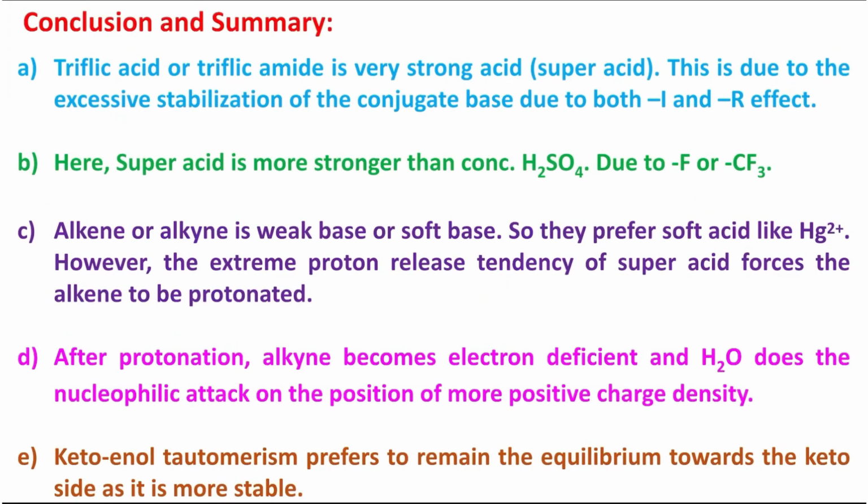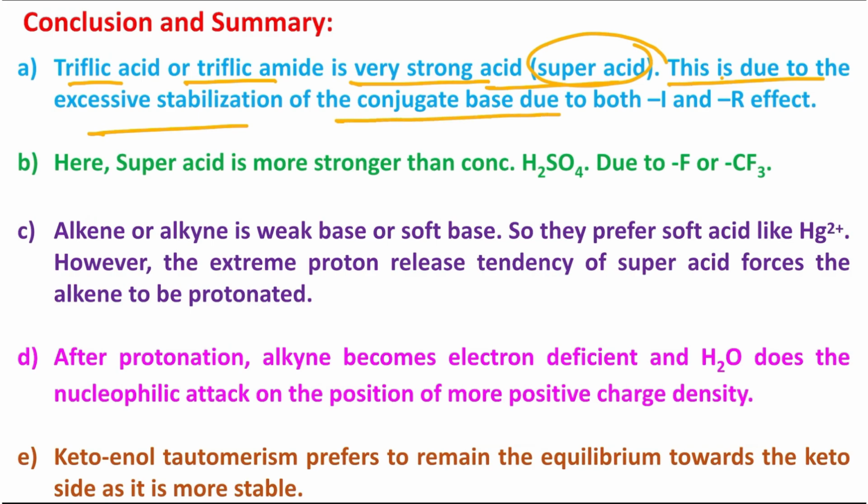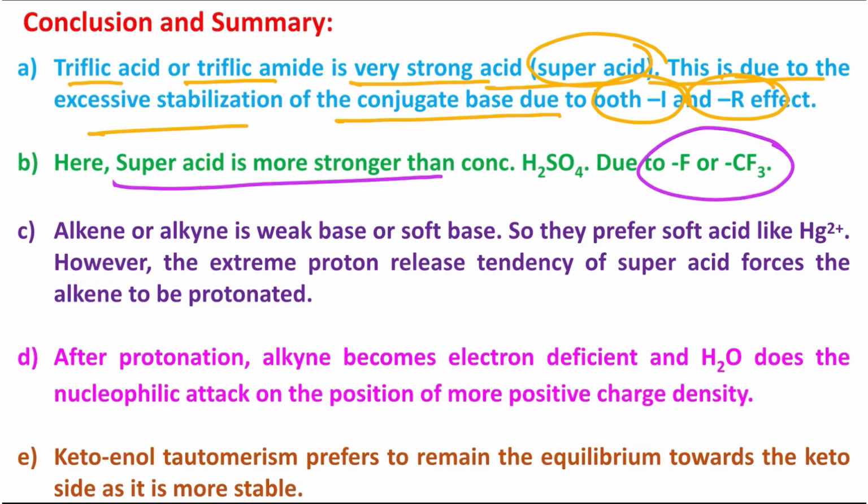Now in conclusion, what you have learned today is that trifluoric acid or trifluoric amide is a very strong acid, and they are actually called superacid because they are stronger than considered sulfuric acid, and this is due to the excessive stabilization of their conjugate base due to both minus I as well as minus R effect. And here the superacid is stronger than considered, because I told, due to the minus I effect of fluorine and obviously CF3 group, that makes it special or different.